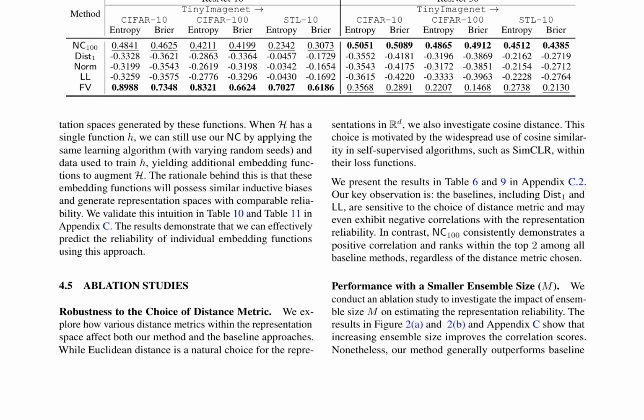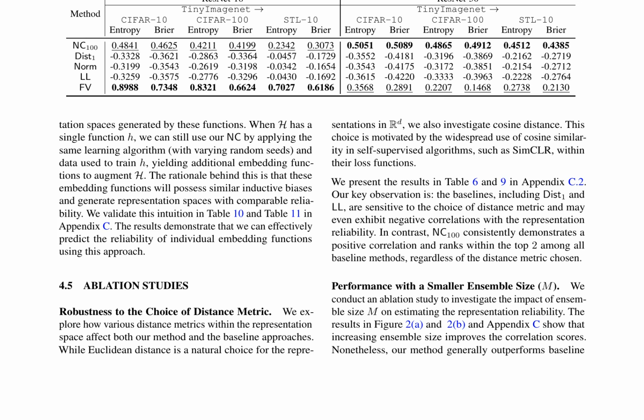The authors also discuss an approach to augment the embedding function space by applying the same learning algorithm with varying random seeds and data used to train the original embedding function. This approach is validated in Tables 10 and 11 in Appendix C, demonstrating that the NC100 method can effectively predict the reliability of individual embedding functions.